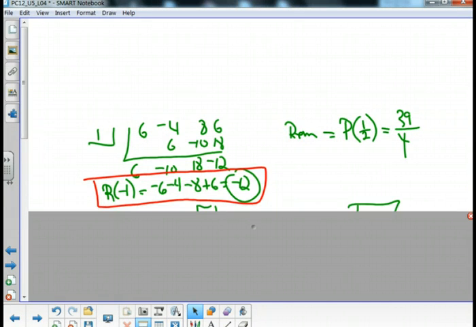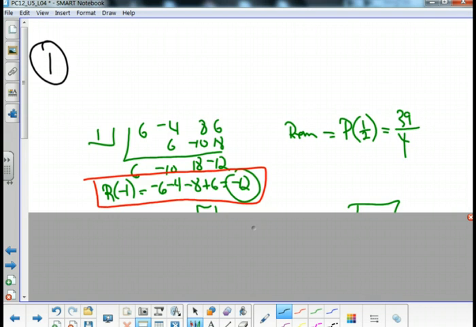Okay, so in example number 1, you guys have done synthetic division. It says, find the remainder using synthetic division. Wonderful. Go through synthetic division just like you've always done, and you will find that you should get a remainder of -12. You are dividing by x plus 1.